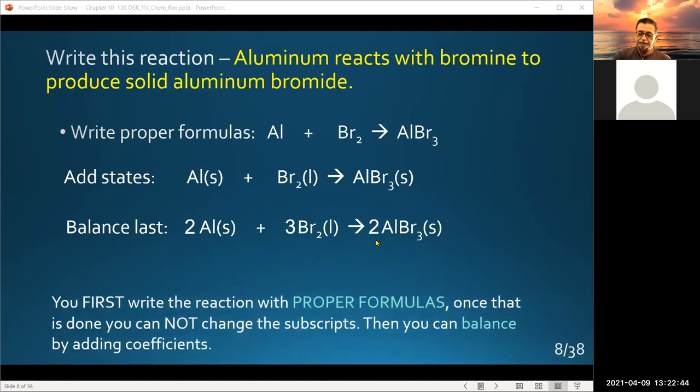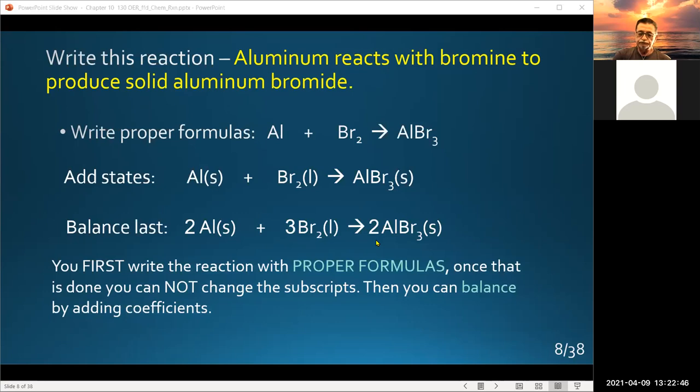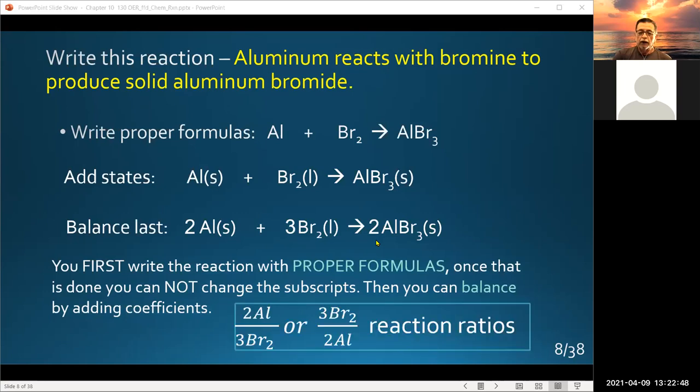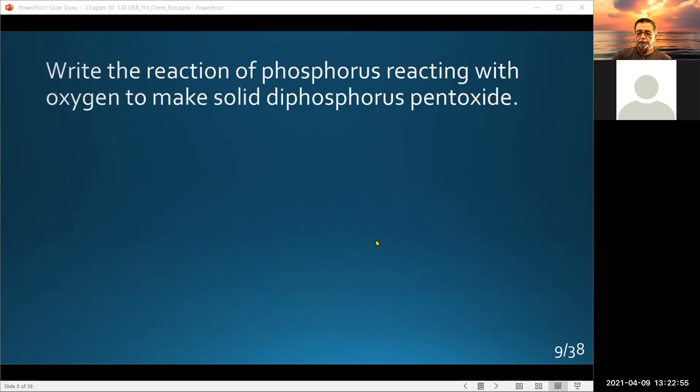Okay. All right. And there's that ratio I just spoke to you about. We call these the reaction ratios. And be aware of those because we will definitely use those down the road here.